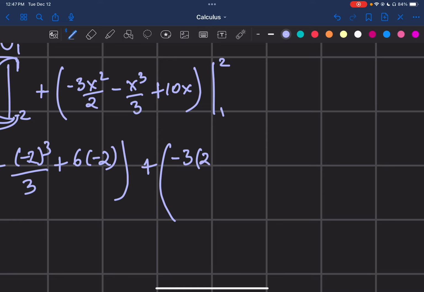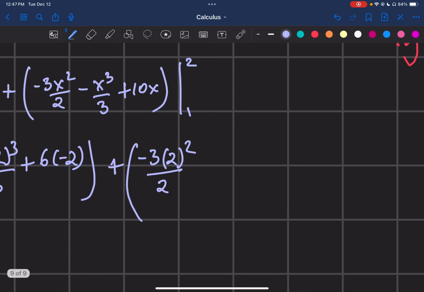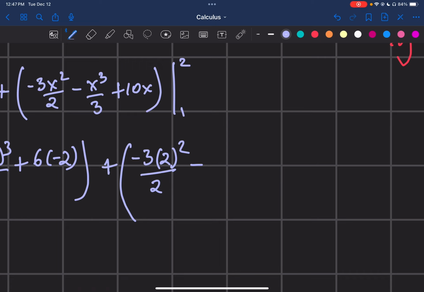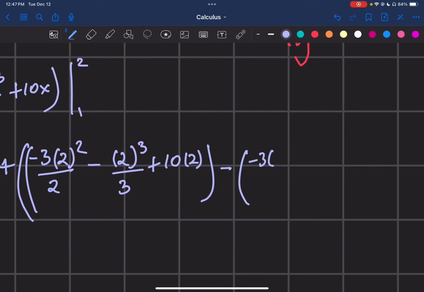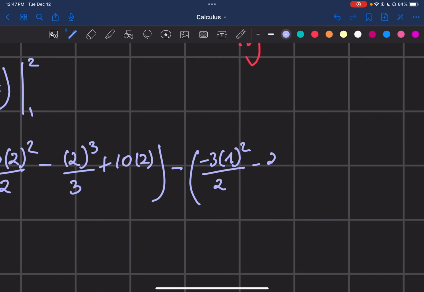-3, my upper bound is 2 squared over 2 minus, okay, my x is once again 2, just as I said, it can be confusing, cubed over 3 plus 10 times 2. This, now the parentheses here, minus -3, the lower bound is 1 squared over 2 minus 1 cubed over 3. This is actually long. Good.